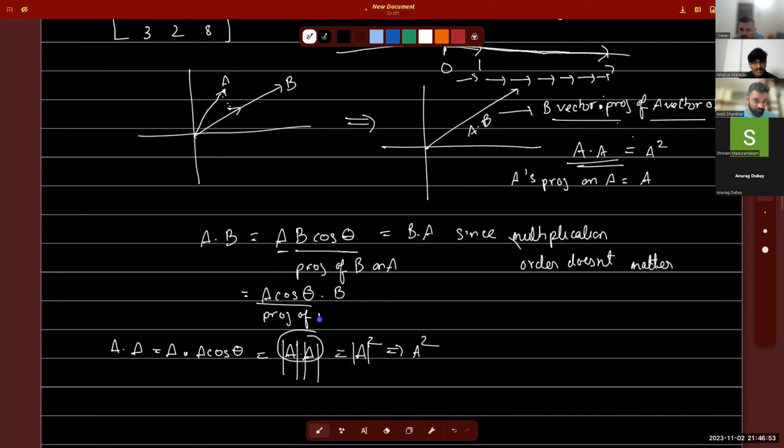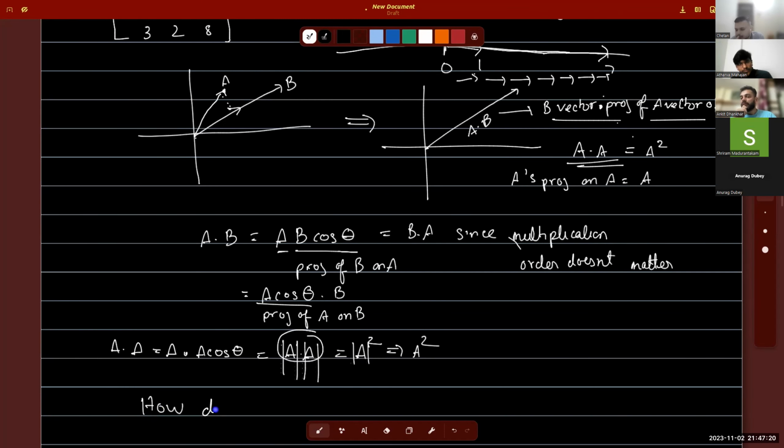Yeah, go ahead. So one thing we have ignored here is that we haven't discussed why this a cos theta times b equals the multiplication like 3 times 2, 2 times 0, and 8 times 1, basically.